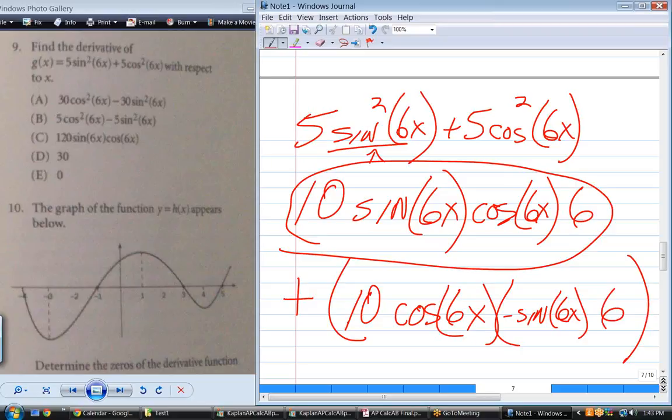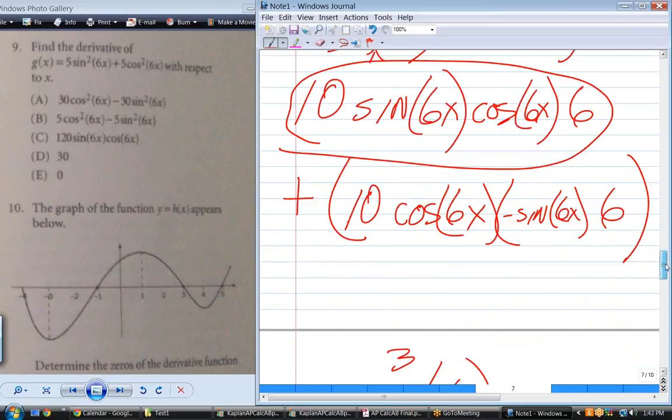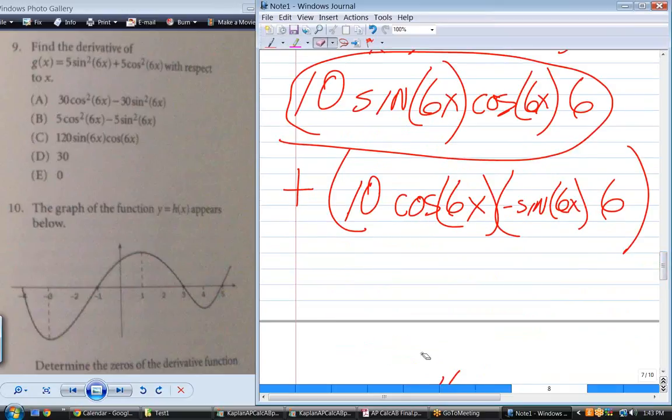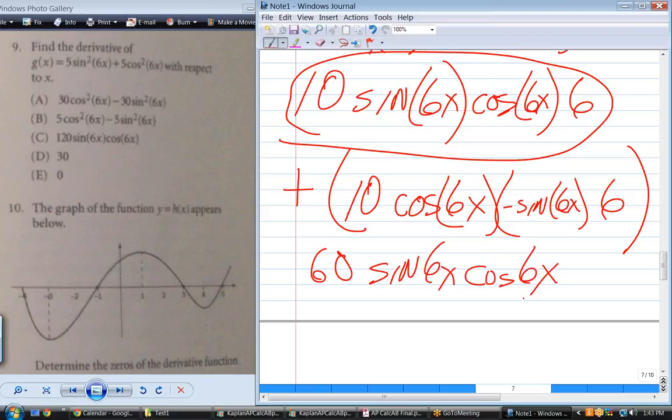Good. All right, so if we go to simplify this, what do we have? We have 60 sine of 6x cosine of 6x plus, minus, you're correct, minus 60 cosine 6x sine of 6x. What's the answer? 0. Uh-huh.